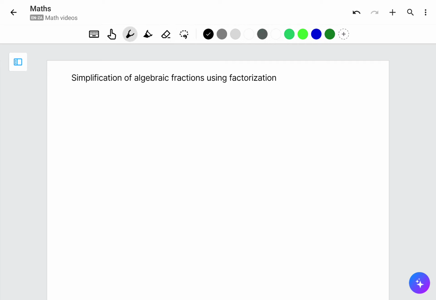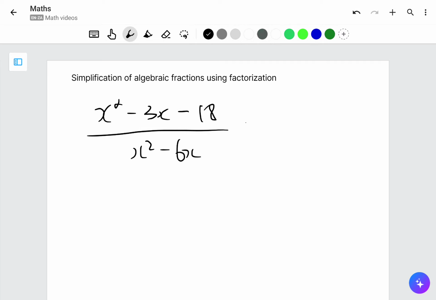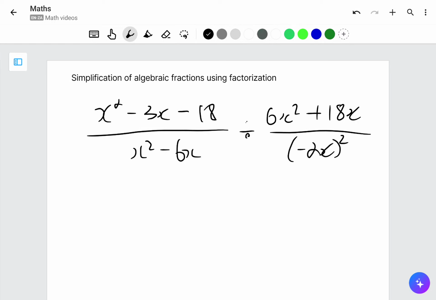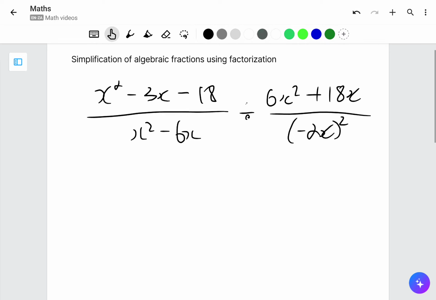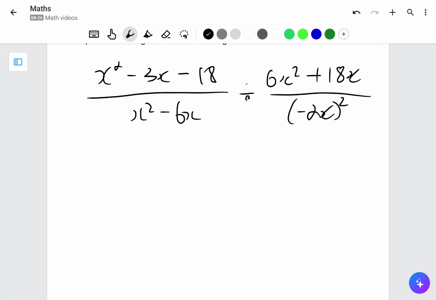Okay, we're gonna go for the bigger one, and let's say x squared minus 3x minus 18 all over x squared minus 6x, divided by 6x squared plus 18x all over minus 2x squared. Okay, so let's focus on the left hand side first. I know the sum looks a bit daunting, but let's look at the left hand side first.